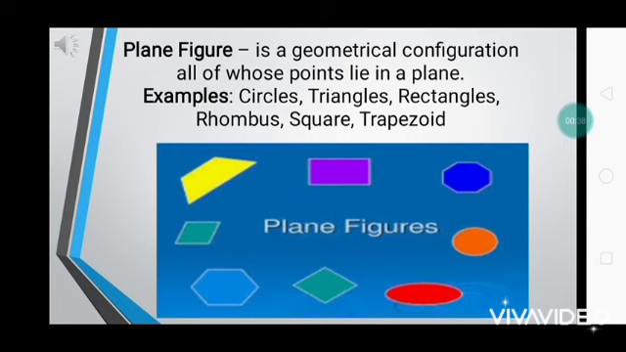Third, plane figure. A plane figure is a geometrical configuration, all of whose points lie in a plane. Examples are circles, triangles, rectangles, rhombus, square, trapezoids, etc. So, as you can see in the picture below, those are the examples of plane figures.